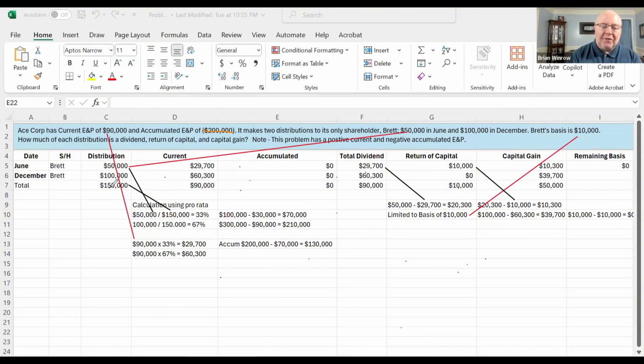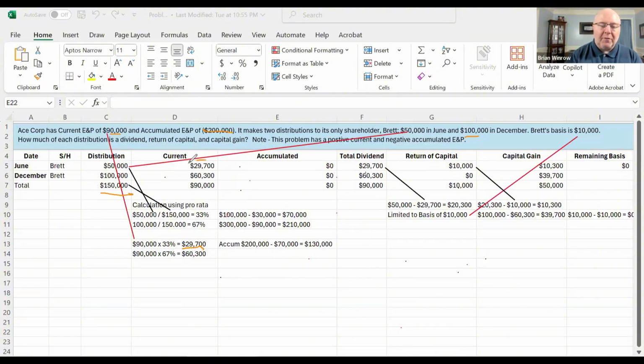50 of that 150 came from June. So if we go 50 divided by our 150, and I rounded down on this, but it's 33%, right? And then we had 100,000 in December. 100,000 divided by our total distributions for the year, 150, tells us we have 67%. So of our $90,000 of current E&P, 33% is going to be allocated to June.